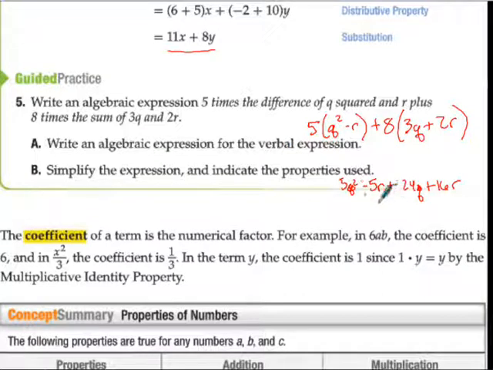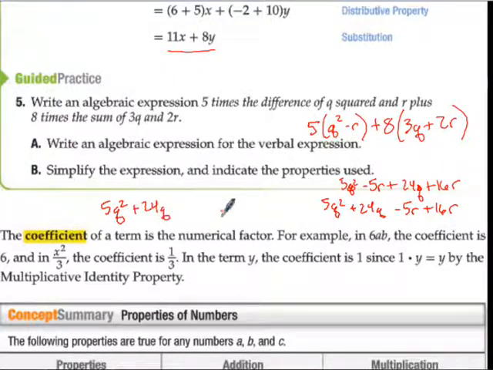Next is I'm going to use the commutative property to rearrange some things. So 5q squared plus 24q minus 5r plus 16r. I just put the r's next to each other so I can see it a little bit better. And then I'm going to substitute 11r. Instead of writing negative 5r plus 16r, I can substitute that with 11r, and that's as simple as it gets.